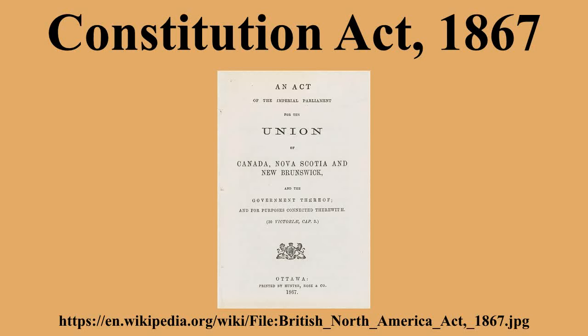Preamble and Part 1, Preliminary. The Act begins with a preamble that declares that the three provinces, New Brunswick, Nova Scotia and the Province of Canada, have requested to form one Dominion, with a constitution similar in principle to that of the United Kingdom. This description of the Constitution has proven important in its interpretation.